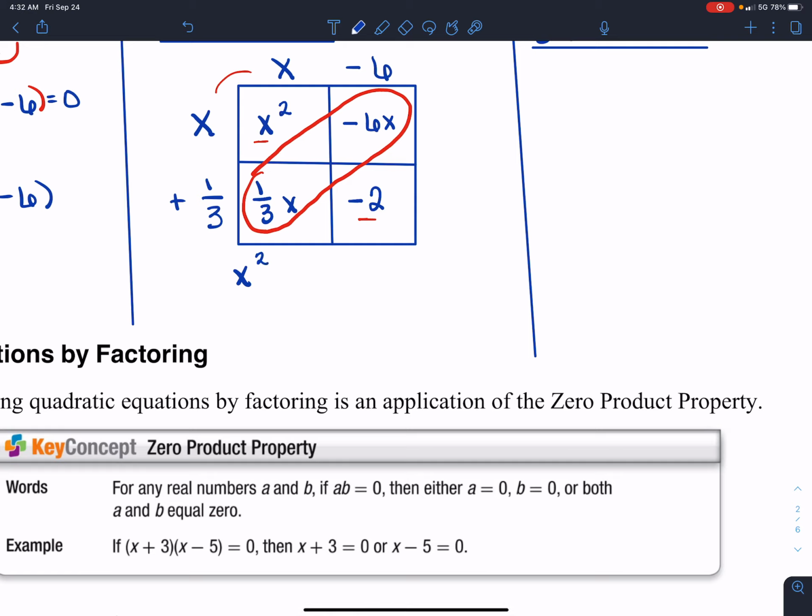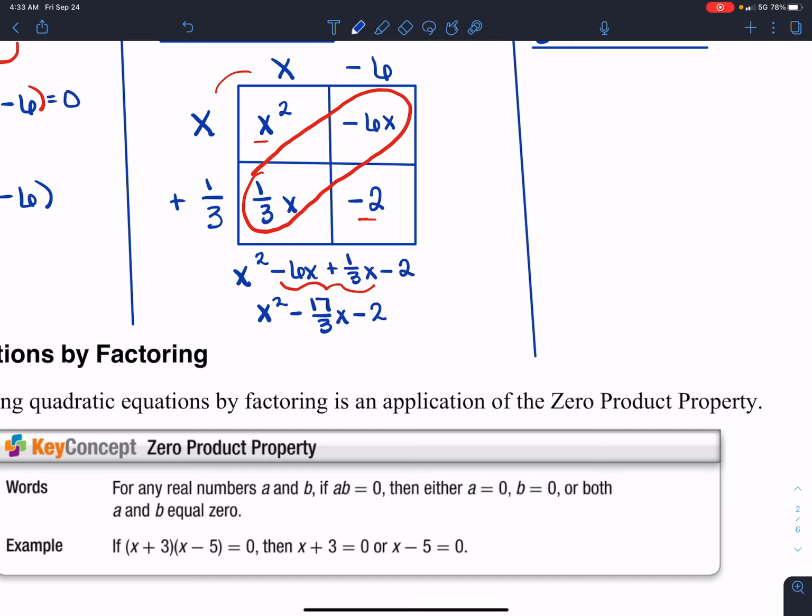When I combine those two middle terms, well, let me just write it out here first. Negative 6x plus 1/3 x, and then minus 2. These two here are the ones that I'm combining. When I combine them, I get x squared minus 17 over 3x minus 2.